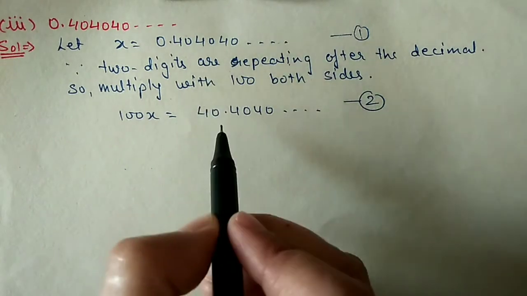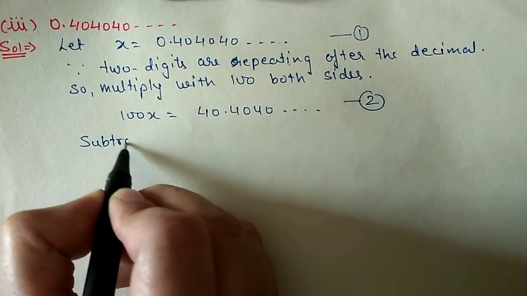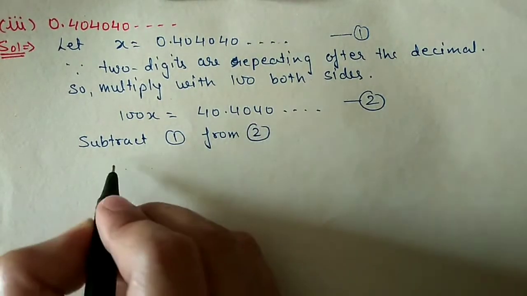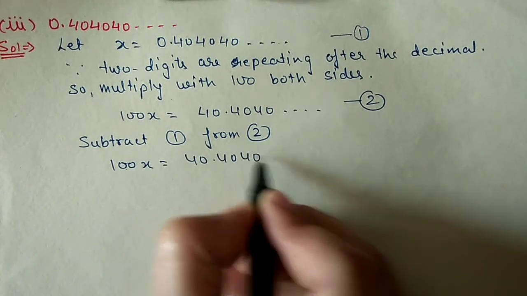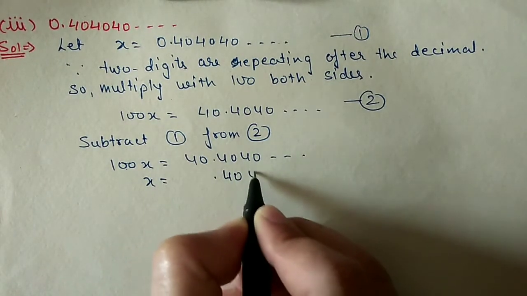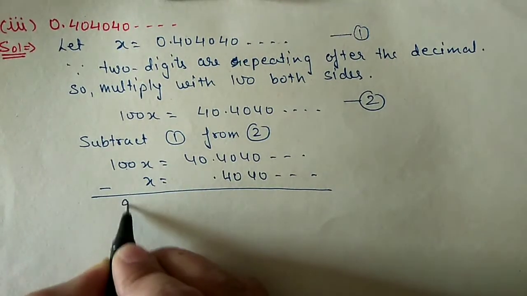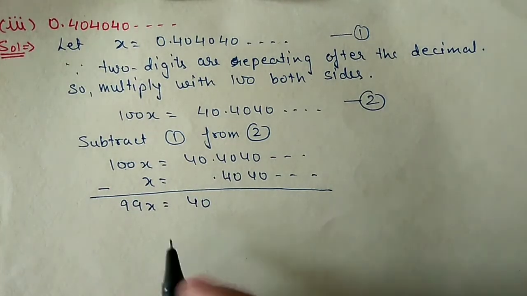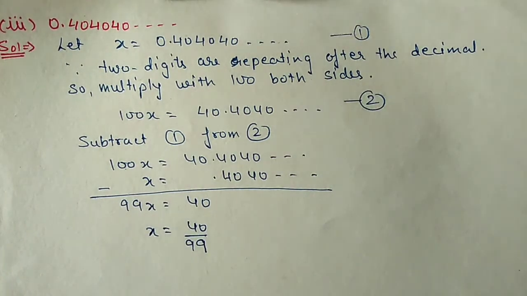Now the first value we will subtract from the second value. Subtract 1 from 2. Then we will get 100x is equal to 40.4040 up to infinity. x is equal to 0.4040 up to infinity. And after subtraction we will get 99x is equal to 40. The .4040 will be eliminated. So x value is equal to 40 by 99.